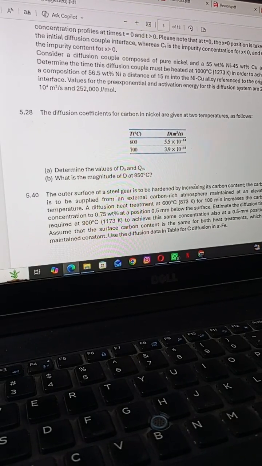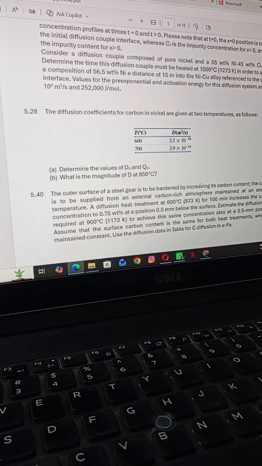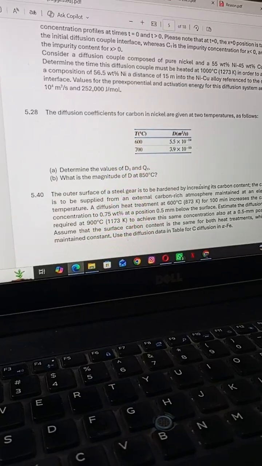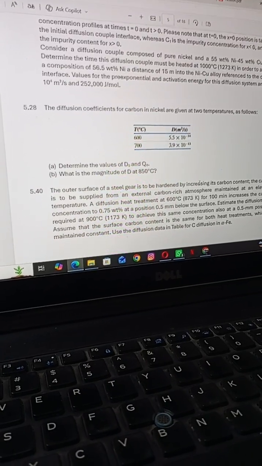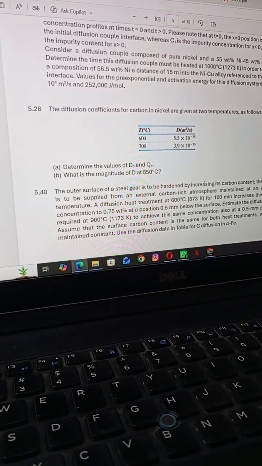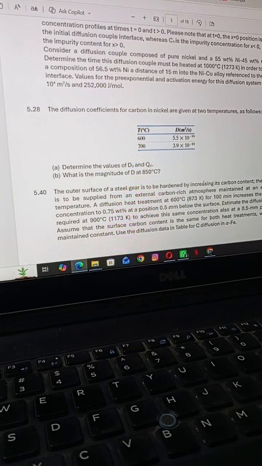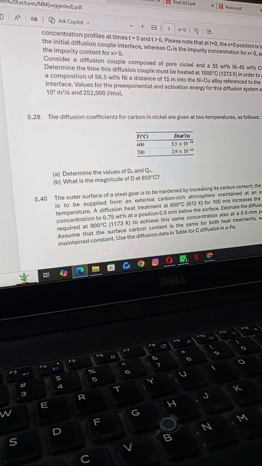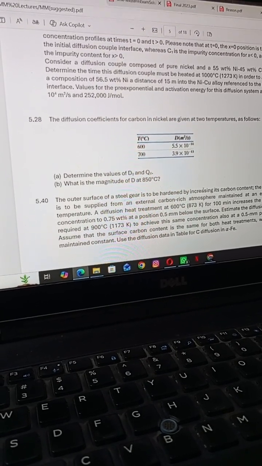The problem we are going to solve today is related to the course of materials and metallurgy, and the topic is diffusion. The problem is 5.28. It reads: the diffusion coefficients for carbon in nickel are given at two temperatures as follows. We have a table over here with two columns.